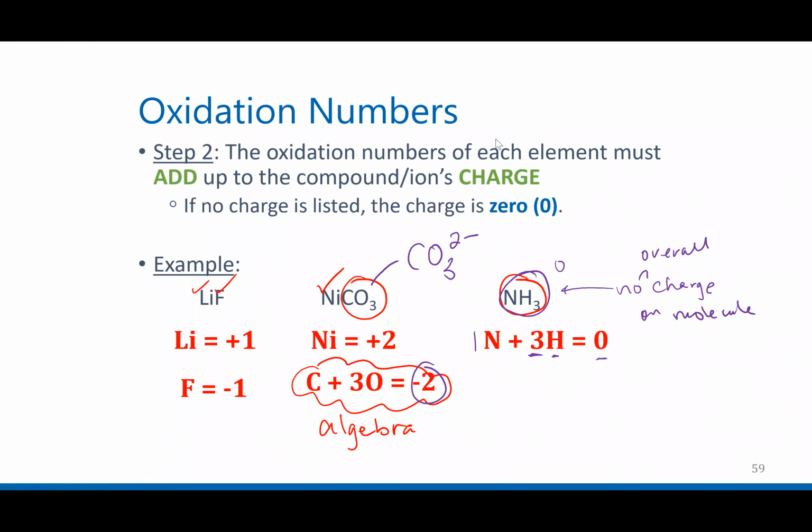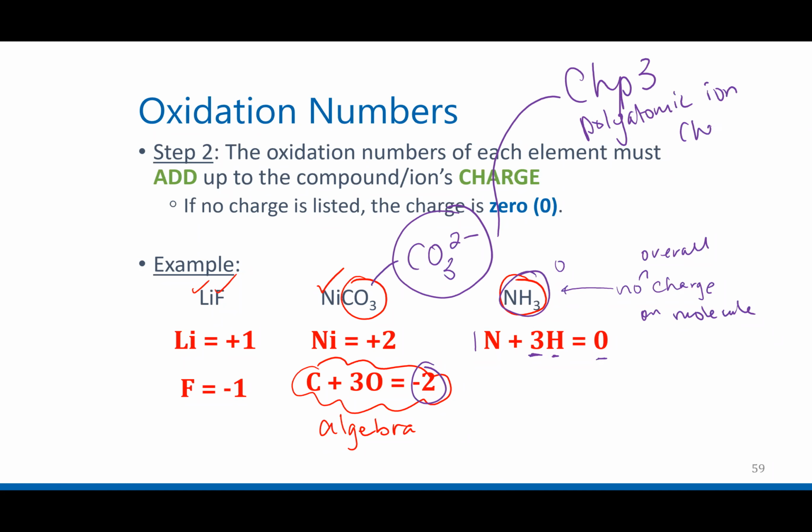All right, let me check the chat. Abdul Halim asks in the chat, how do I know that CO3 is 2 minus? In your data booklet, just like we did in chapter 3. If you remember chapter 3, when we did naming, it's on your polyatomic ion chart in your data booklet. We will practice this, of course.